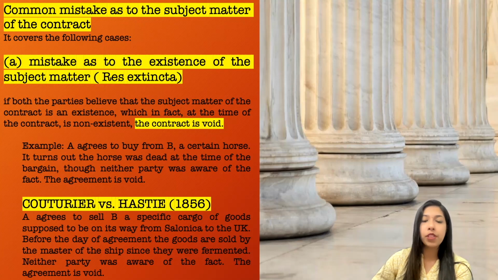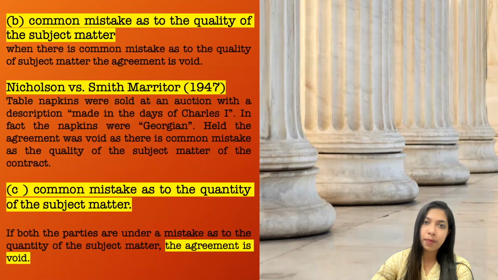Here the subject matter is a cargo of goods. Once A agrees to sell this particular cargo of goods to B, they were not aware of the existence of the subject matter. Meanwhile, before the day of the agreement, it was actually sold by the master of the ship, because the goods were fermented, that means decayed. In this situation, neither party was aware of the fact, and the agreement is void in nature. This is the landmark case falling under mistake as to the existence of the subject matter.